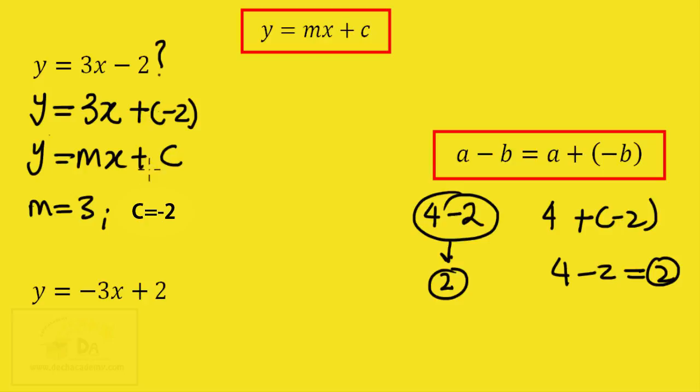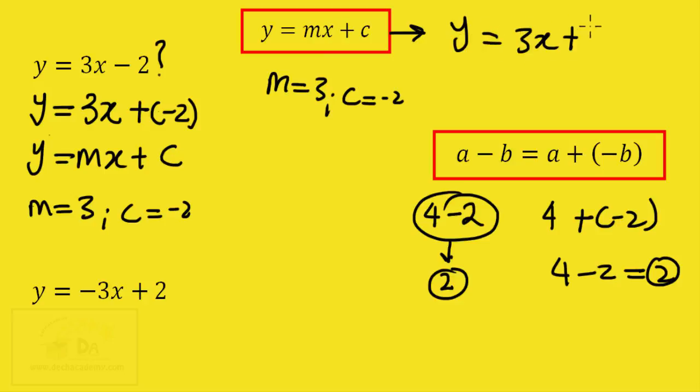Remember, constants are numbers. So that means that this is the general form of a linear equation, and this equation here is the instance where m is 3 and c is minus 2, because if you just replace m with 3 and c with minus 2 here, you get y equals 3x plus minus 2, which is y equals 3x. Plus times minus is minus. Y equals 3x minus 2, which is the exact equation we have here.